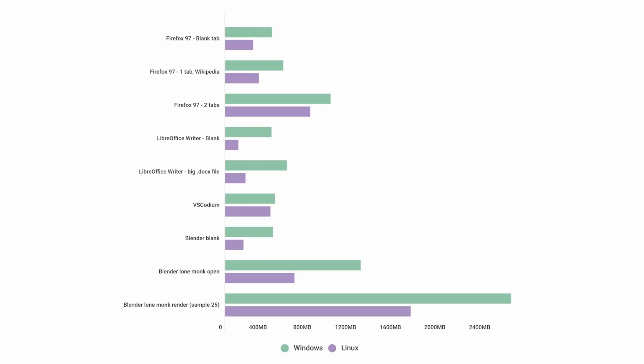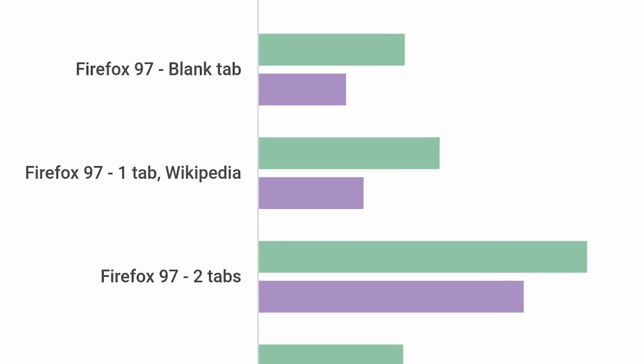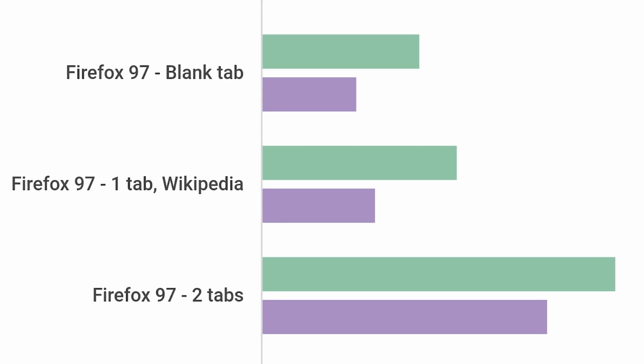So this is all going to be x86-64 versions, because we've seen there's not really much of a difference between the two architectures. And so the green lines here are Windows, the purple or mauve lines there are Linux, and we can look at the first one, Firefox version 97. I've written that there, blank tab, nothing else. Obviously you can see very quickly Linux is using much less memory than the Windows version.